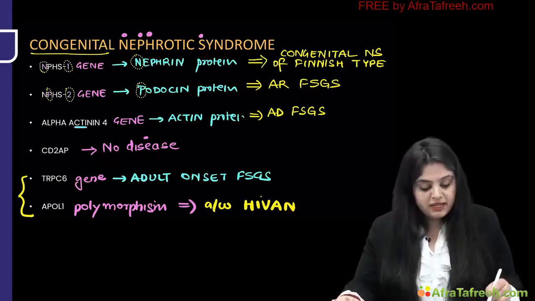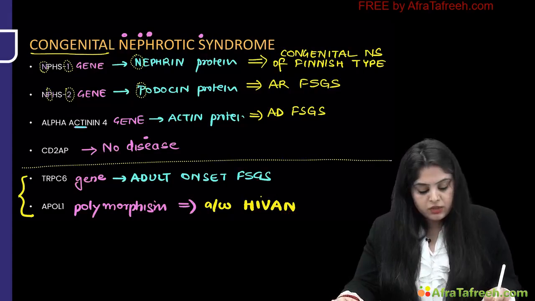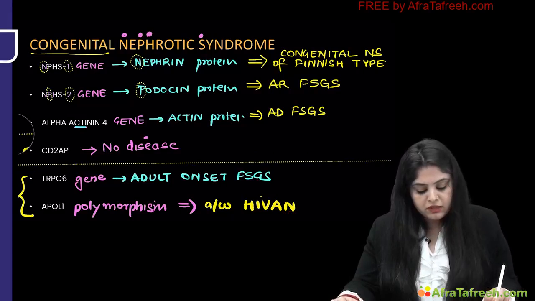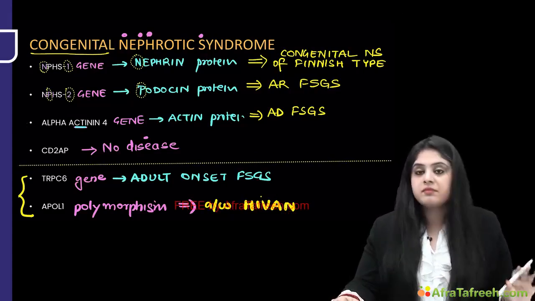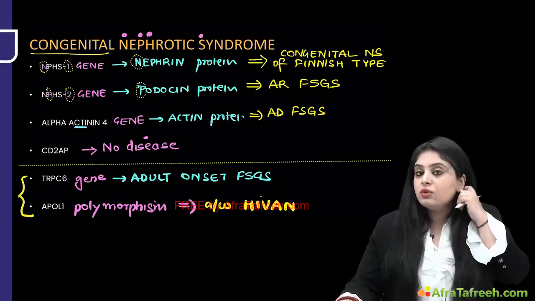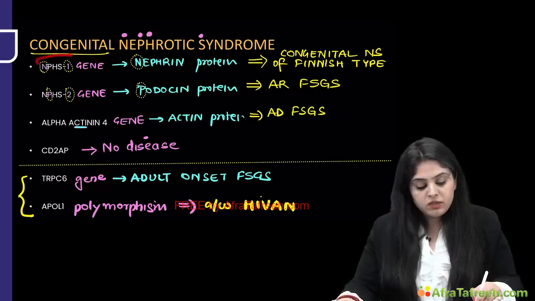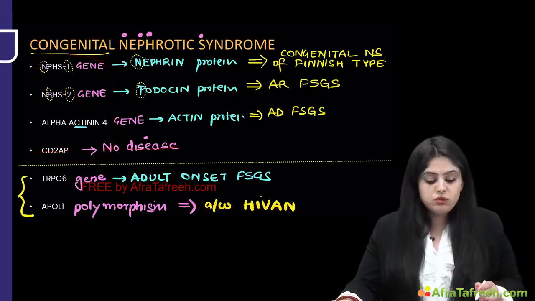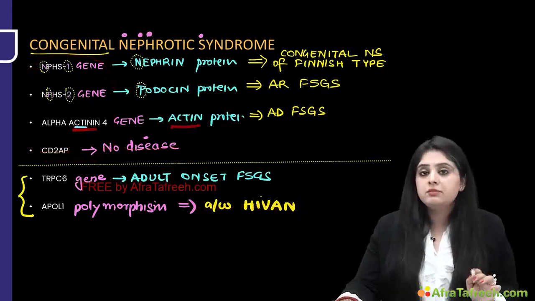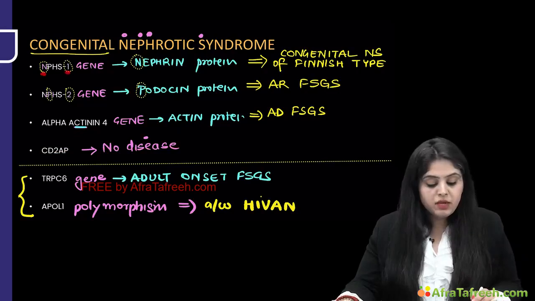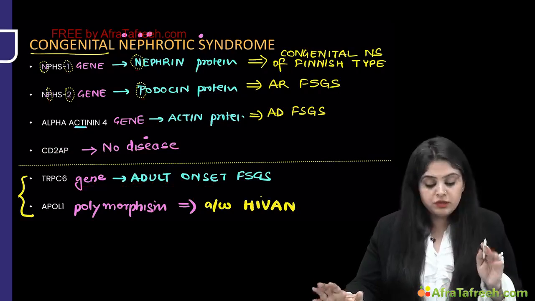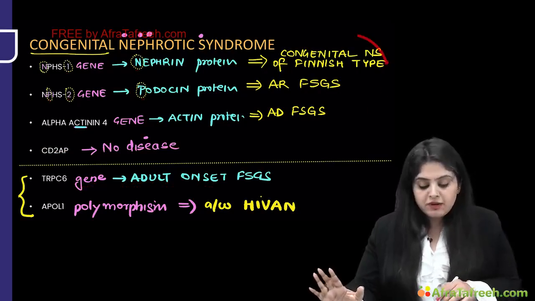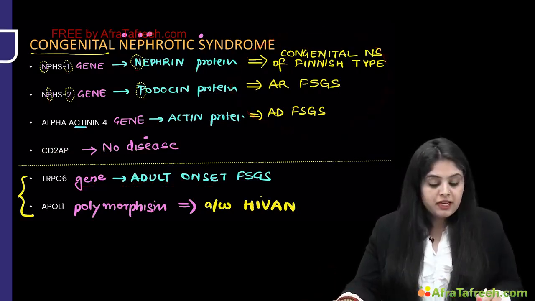Now, having said that, how am I going to make you learn it? Obviously I'm not going to leave you somewhere in this ocean on your own. So first of all, everyone, have you learned the genes and their proteins? CD2AP I don't have to worry about, forget it. Actin is telling me actin protein. NPHS1 is telling me nephrin. NPHS2, second alphabet, is telling me podosin. The proteins I have learned. I just have to know about the diseases.